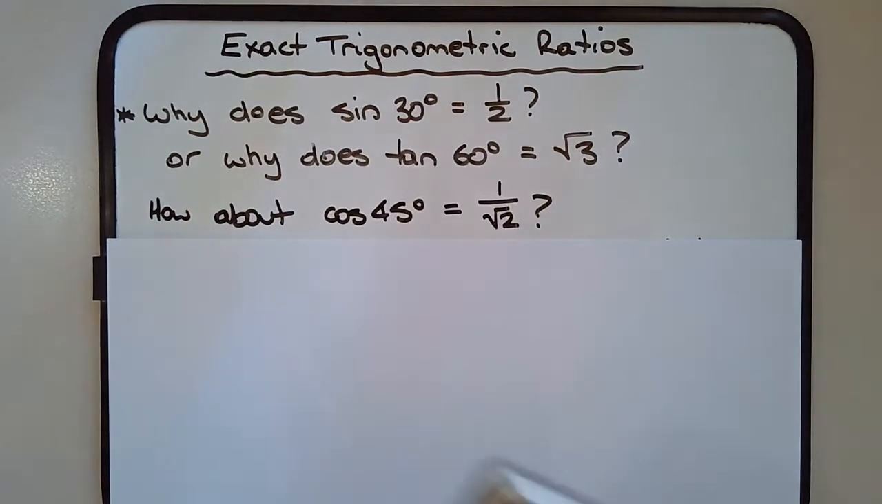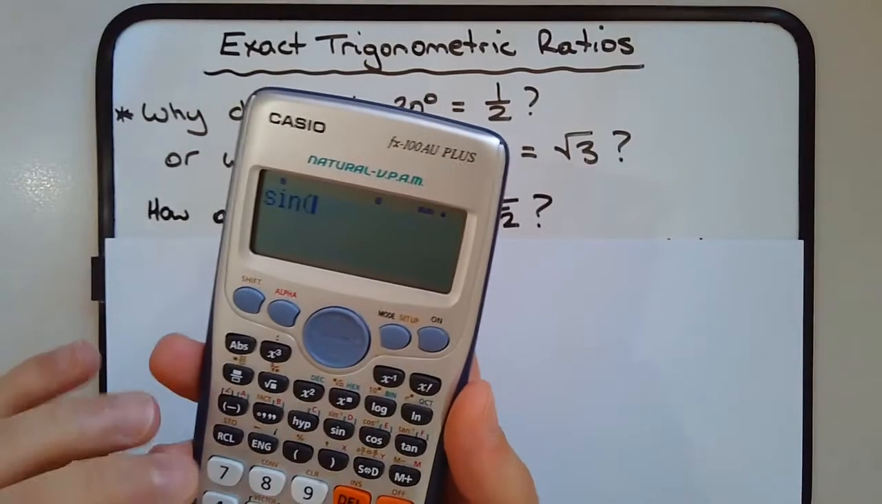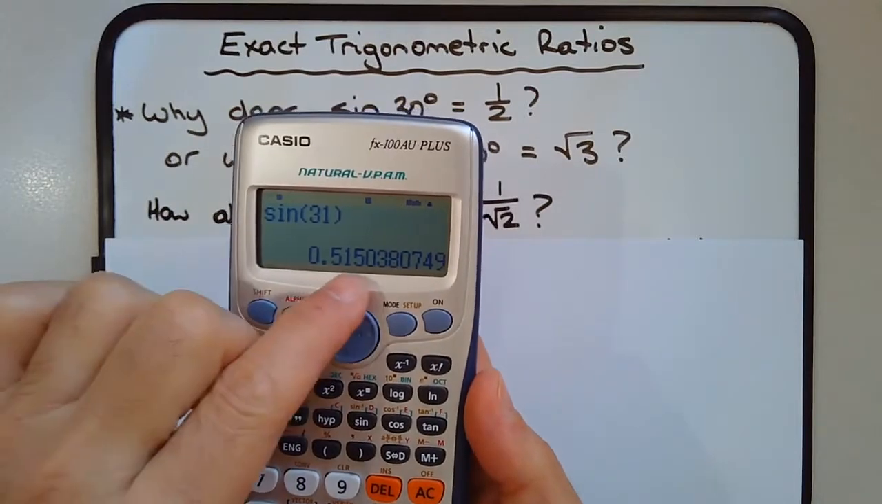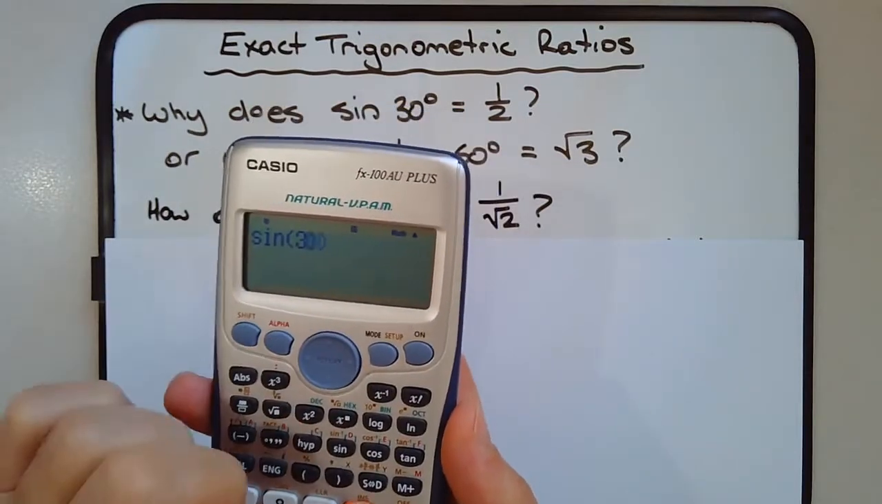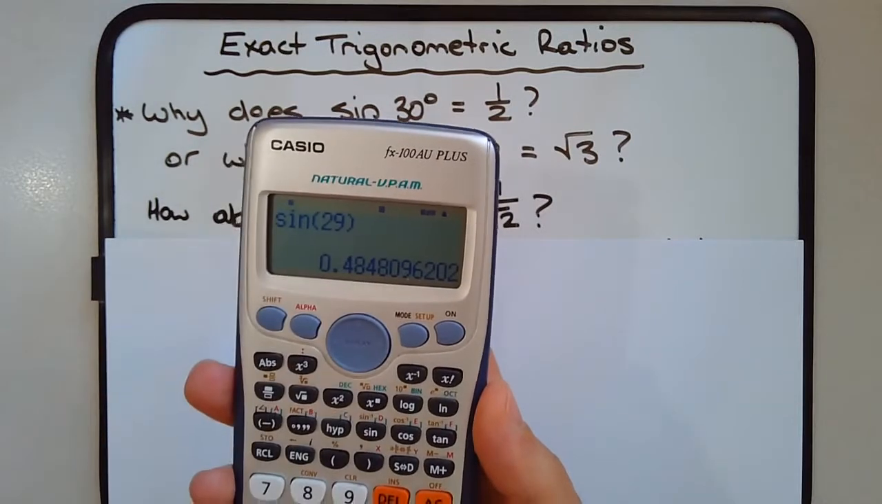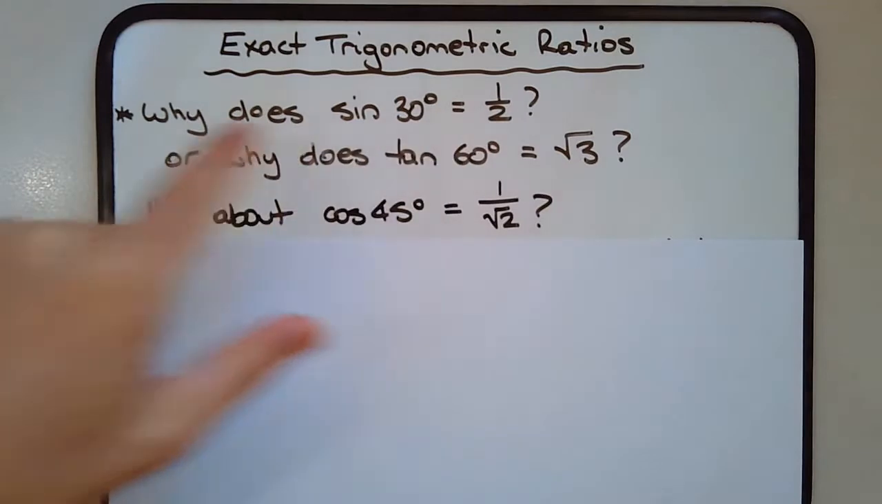Okay, that's a very interesting one, because if you try anything else, for example sine 31, move along from half, you go slightly above 0.5, and for example sine of 29 degrees is slightly below 0.5. So what's going on here?